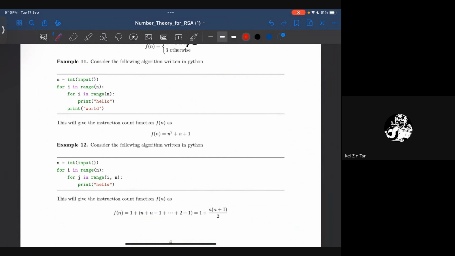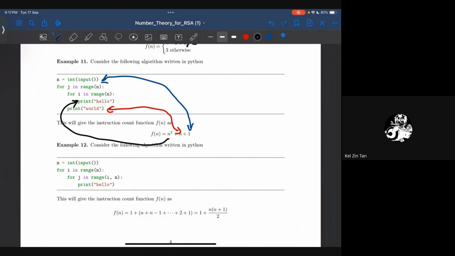Okay, so first, do you understand this part? Why is f(n) equal to n squared plus n plus 1? Then maybe I will try to explain this function. Why do we even get this? Firstly, the 1 here corresponds to this instruction, and then the print world here corresponds to n. Sorry, my drawing is not very good. And the n squared corresponds to this.